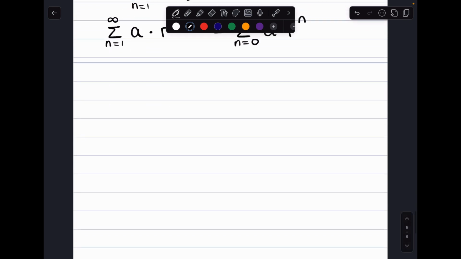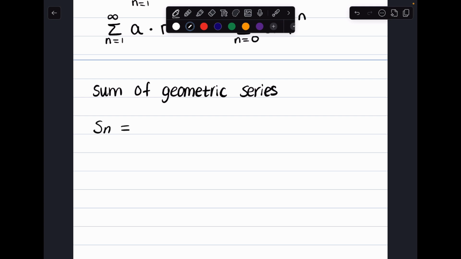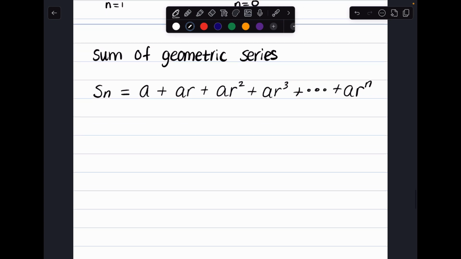And so to do that, we're going to write out what the nth partial sum is. So if I look at S sub n, that's going to give me a plus a times r plus a times r squared plus a times r cubed. And we'll keep on adding until we get to a times r to the n. That would be our nth partial sum. And I'm going to multiply this equation by r.